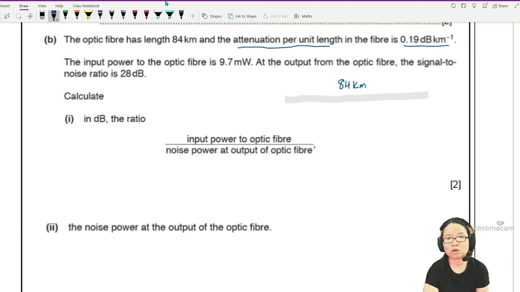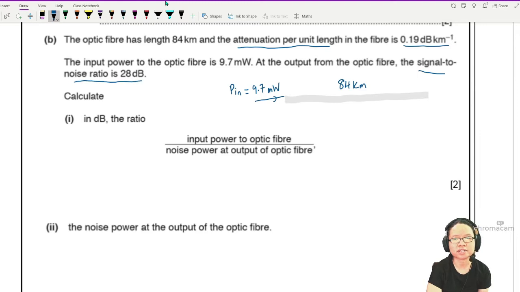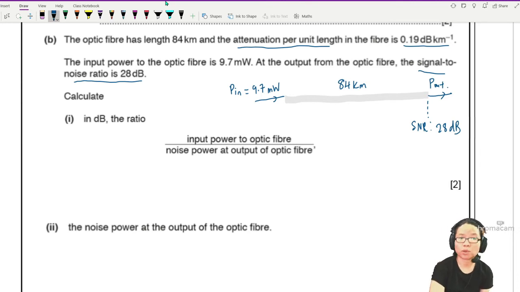The input power of the optic fiber, so I'm going to draw it here. This is P in. Input power is 9.7 milliwatt. At the output of the optic fiber, the signal to noise ratio is 28 decibel. So at this point here, the output, I don't know what this P out is, the output signal, but I know that the SNR is 28 decibel.